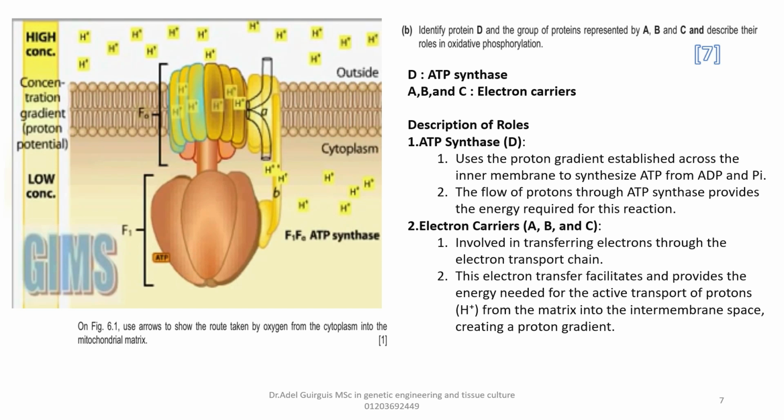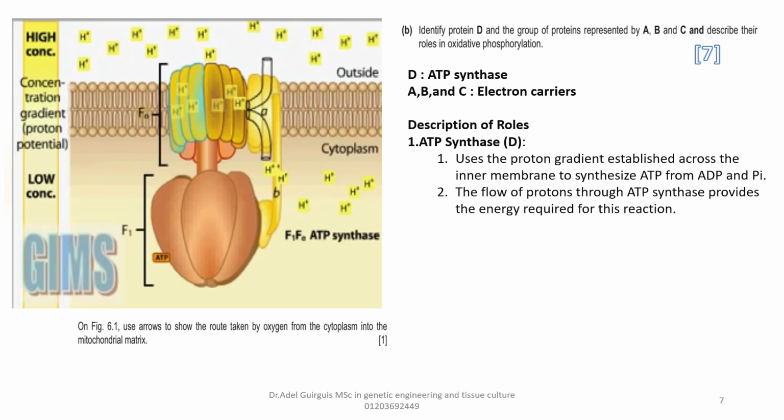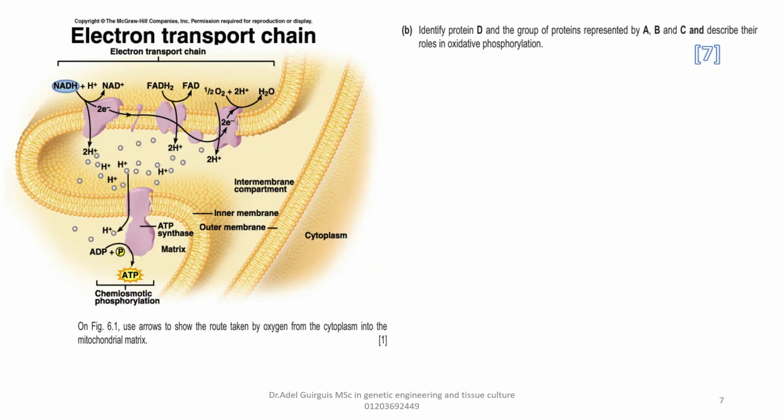H+ from the matrix, here proton pumping, H+ protons from the matrix into the intermembrane space, creating a proton gradient. How do these protons accumulate in high concentration in the intermembrane space? By the electrons, look please, releasing energy all the time.